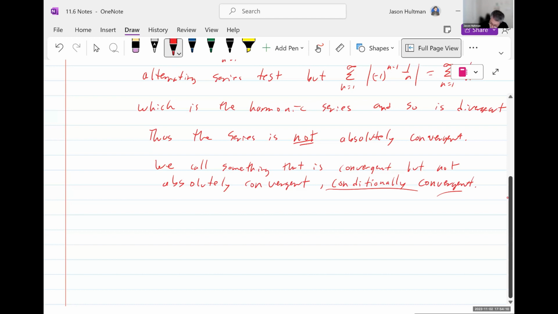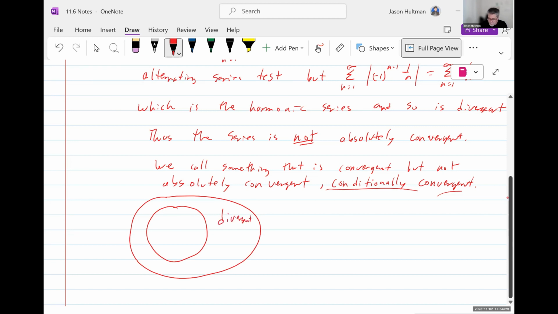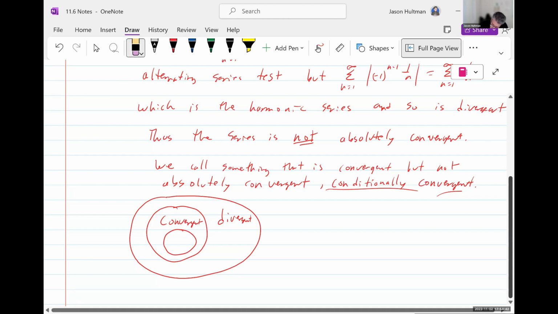Okay. So let me draw kind of a Venn diagram here. Outside of the Venn diagram, we have divergent. So these are things that are divergent. Inside we have things that are convergent. And inside that, we have things that are absolutely convergent.